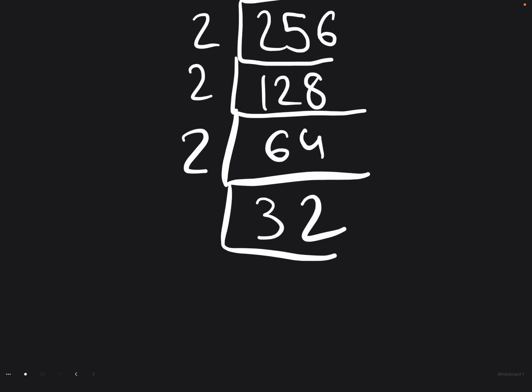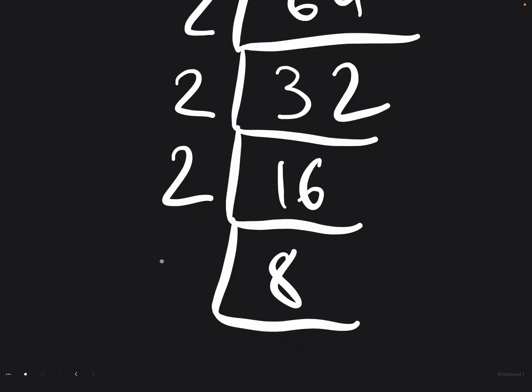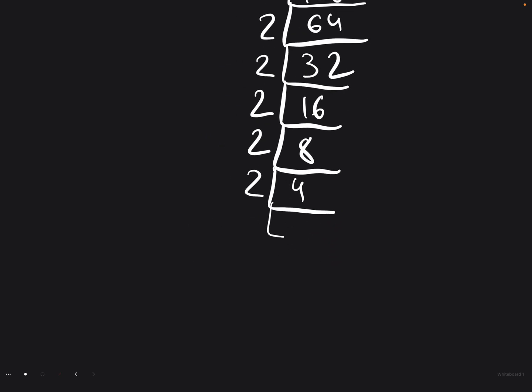We can factor this by 2 again. This becomes 16. Factor it by 2 again, it becomes 8. Factor it by 2 again, becomes 4. Factor by 2 again, it becomes 2, 2, and there's a 1 left.